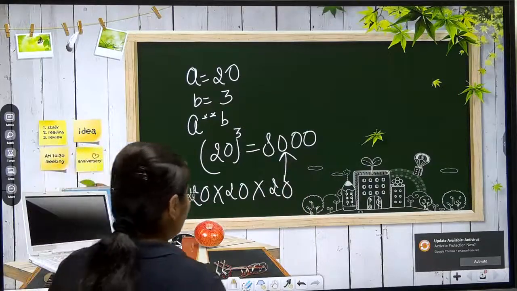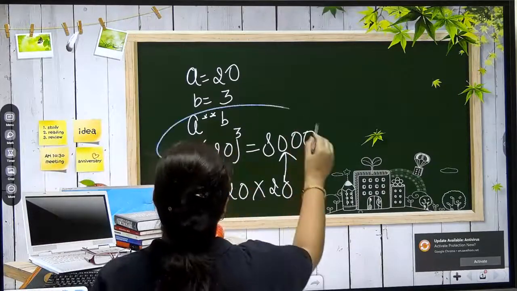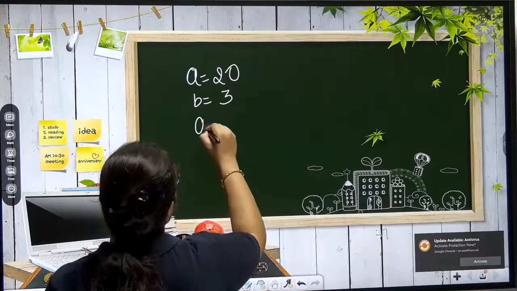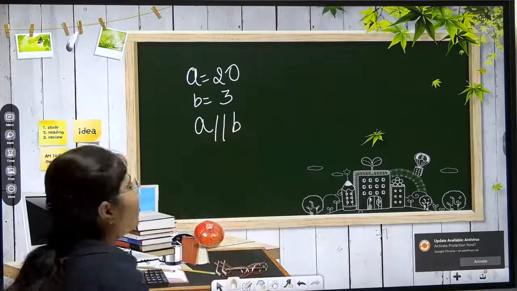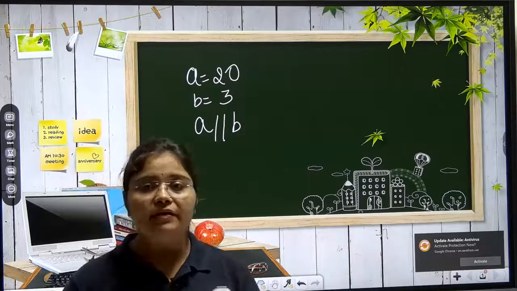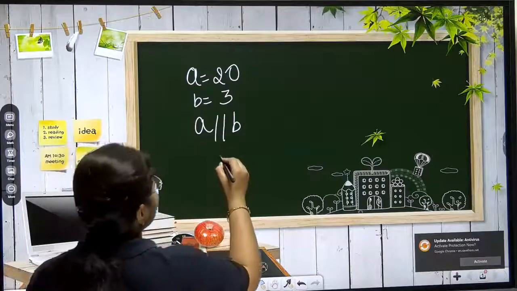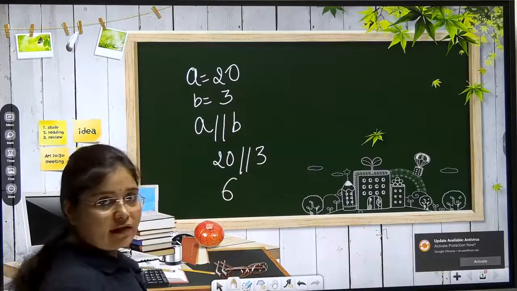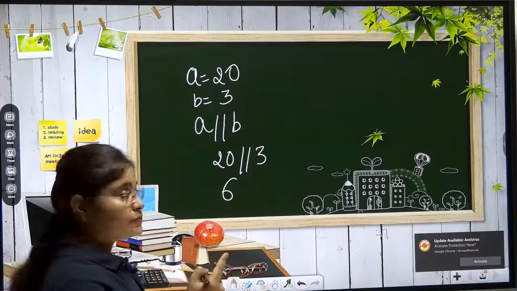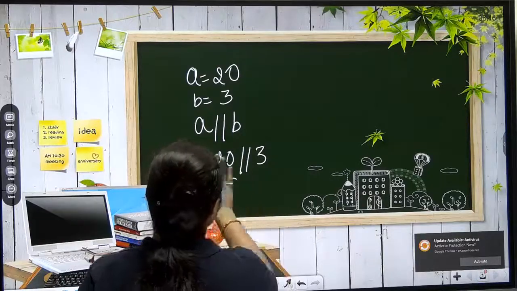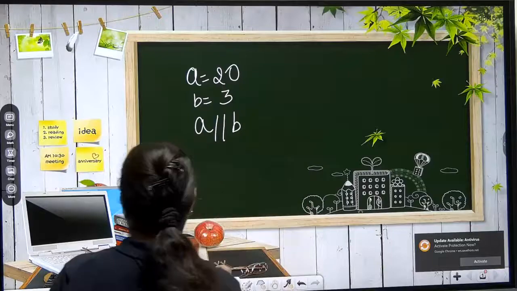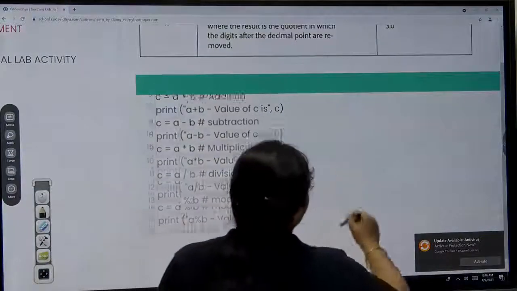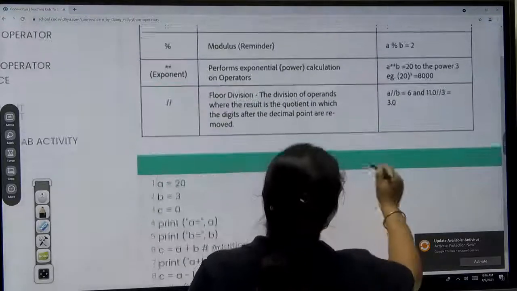And now one more is here, that is your floor division. So this is the symbol. In floor division you will get a complete number. Like here, 20 floor 3 will be 6 only. So when you divide this number, I will check it again and tell you here. A complete number will be there.